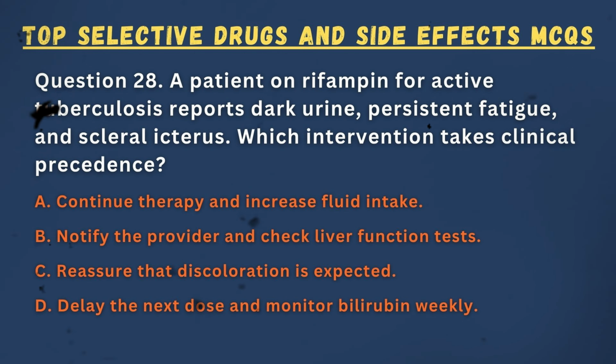Question 28. A patient on rifampin for active tuberculosis reports dark urine, persistent fatigue, and scleral icterus. Which intervention takes clinical precedence? A. Continue therapy and increase fluid intake. B. Notify the provider and check liver function tests. C. Reassure that discoloration is expected. D. Delay the next dose and monitor bilirubin weekly.